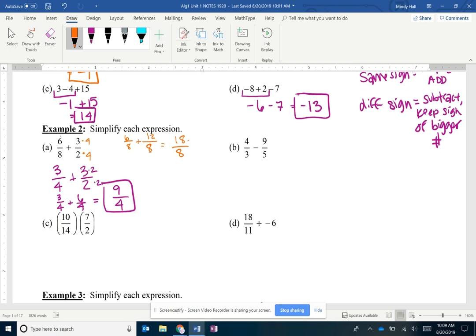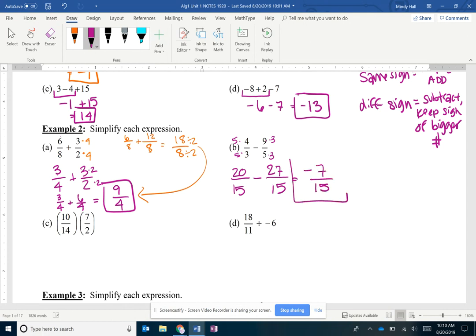And then that can be simplified because you can divide the top and the bottom by 2, and that gives you 9 over 4. For the second one, we are subtracting, so we need another common denominator. With 3 and 5, our common denominator would be 15, because 3 times 5 would give me 15. So that means on the top I would have 20, because 4 times 5 is 20. And then on the bottom, 5 times 3 gives me 15, so then 9 times 3 gives me 27. So then 20 minus 27 would be negative 7 over 15.